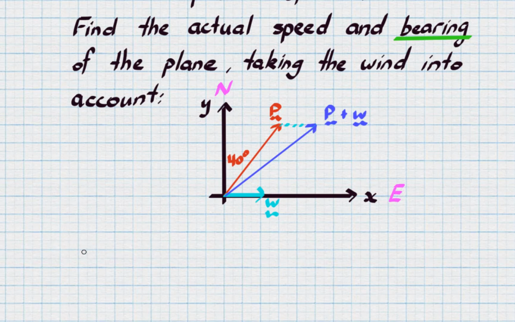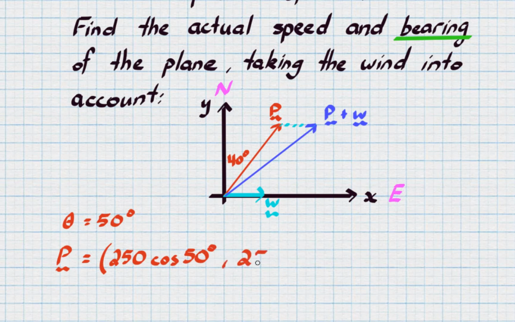And so first, focusing on the plane vector. Once again, remember that if this is 40 degrees as a bearing, then our theta is 50 degrees. Right, so theta is going to equal 50 degrees. And clearly we can see that 90 minus 40 is 50. Since we already have the magnitude, we can now express this plane vector as 250 cos of 50 degrees and 250 times sine of 50 degrees.